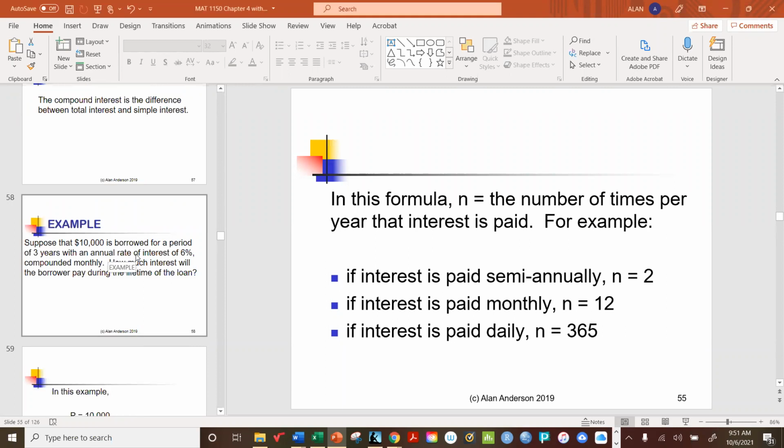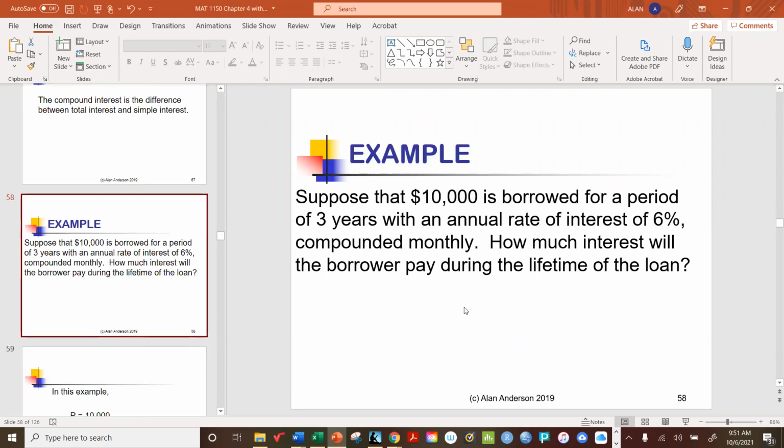All right, let's look at this simple example. We borrow, and this time we're not the lender, we're the borrower. It doesn't make any difference. It works the same either way. We're borrowing $10,000 for 3 years. The rate of interest is 6%, but the compounding is monthly. Now we could build a chart in Excel, but we don't need to do that because we have this formula. And here the borrower is interested, as you can imagine, in finding out how much interest he's going to end up paying during the lifetime of the loan.